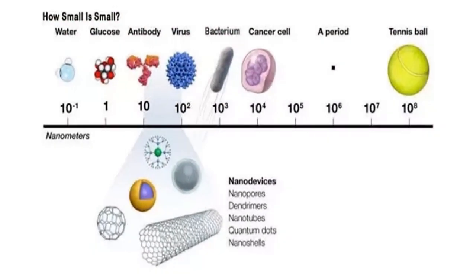One more comparison. Tennis ball. All these are in nanometers. Now, cancer cell, you see, very small size, 10 to the power of 4 nanometers. Bacteria, 10 to the power of 3 nanometers. Virus, all viruses generally come under the range of what? 10 to the power of 2 nanometers. Then antibody, 10 nanometers. Still small, one glucose unit, which is in the body, 1 nanometer. Now water molecule, 10 to the power of minus 1 nanometer.